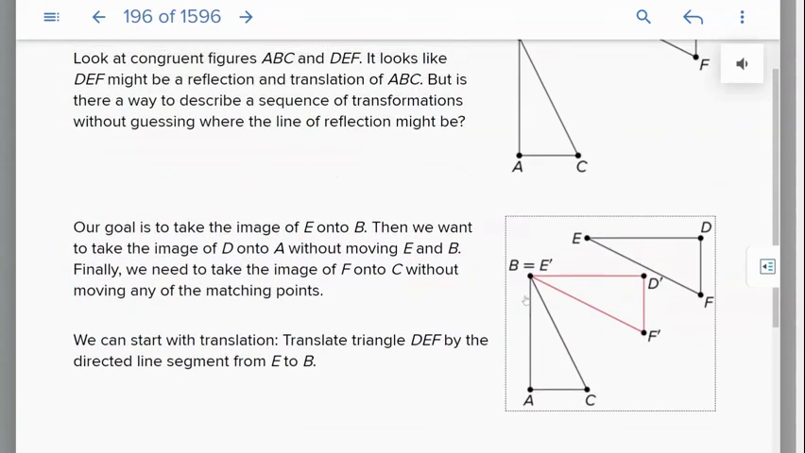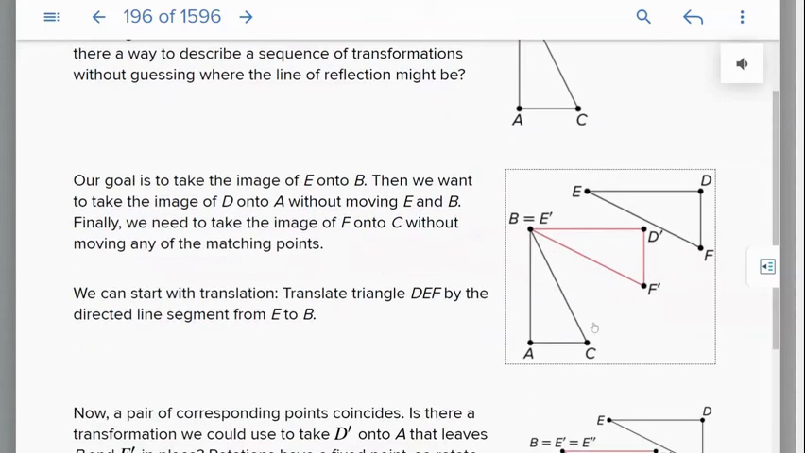What do they do here to get from ABC to this red image here? Do you agree that could be a reflection? Do you agree that could also be a rotation? What do you think? Okay, so let's see what they did. So the goal is to take image of E onto B, right? So we're trying to get B here to map over to here without moving.